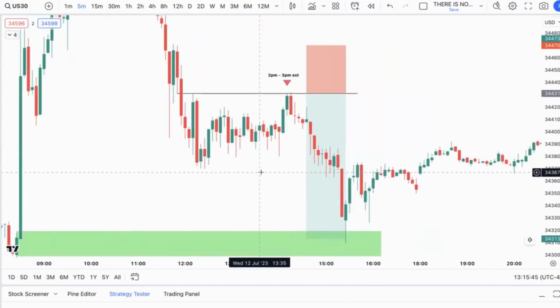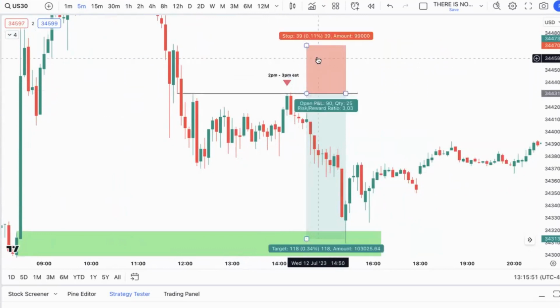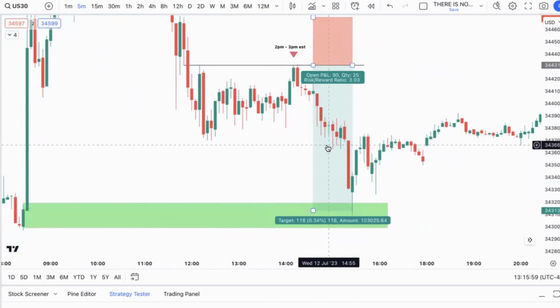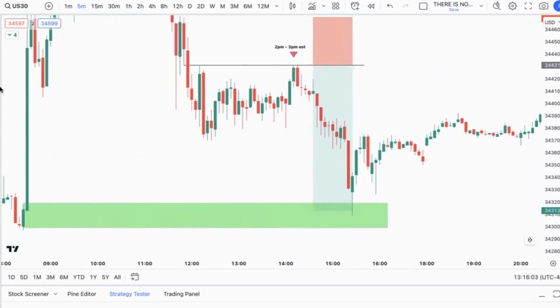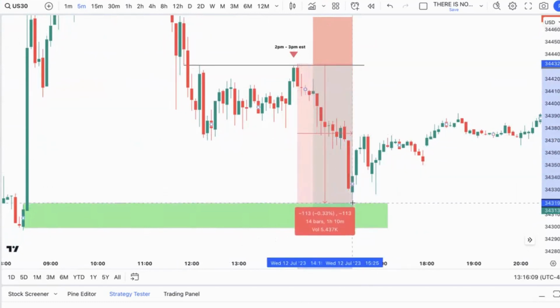So guys, upon entering this trade, I think around 2:10 p.m., I placed a stop loss right above the high of this candle, and the target was that imbalance down here, and we went for this. It was about 118 points for this particular setup, and let's see how long this took to reach a TP. This one took an hour and 10 minutes.